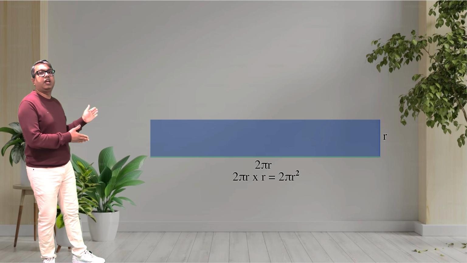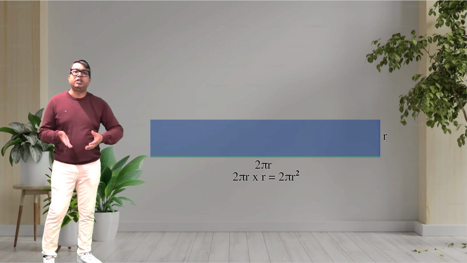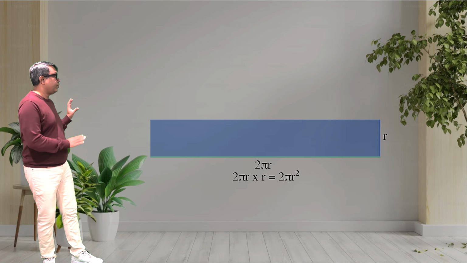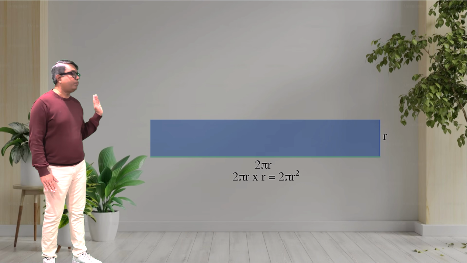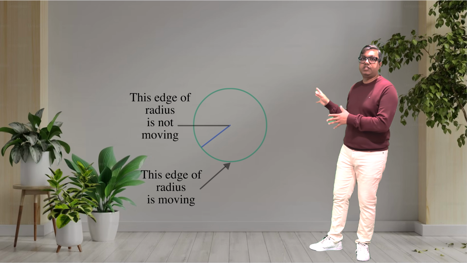The area of this rectangle would be the length of the circle, 2 pi r, multiplied by the radius r, which is 2 pi r square. That's what the area would be if it was a rectangle. Now look carefully at what happens in the circle.